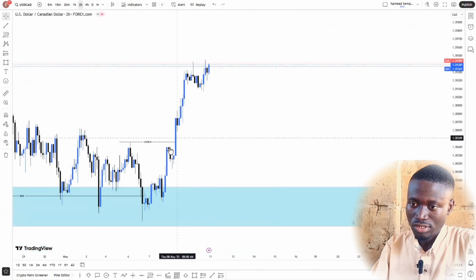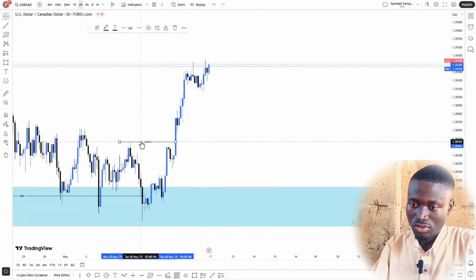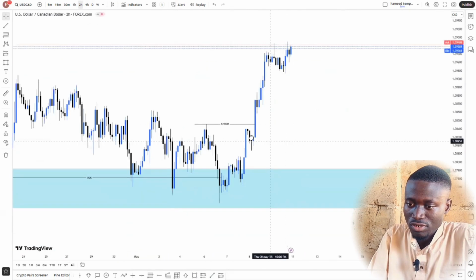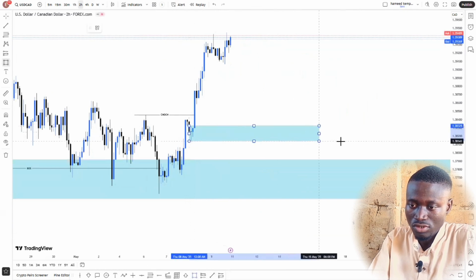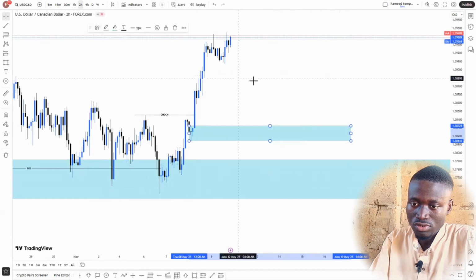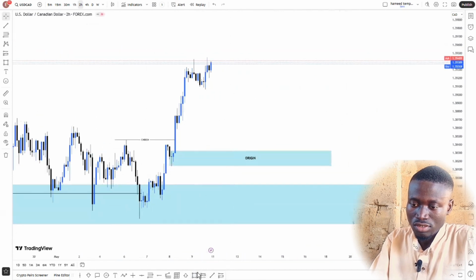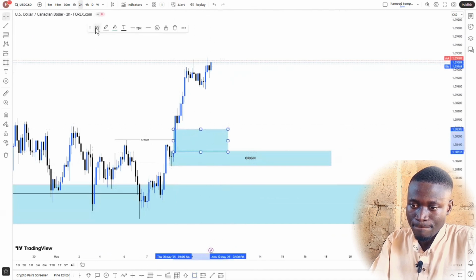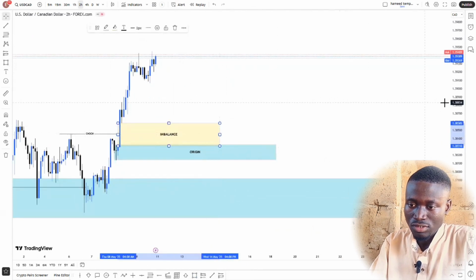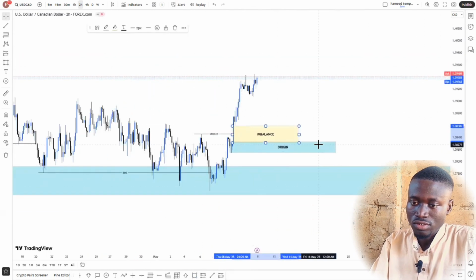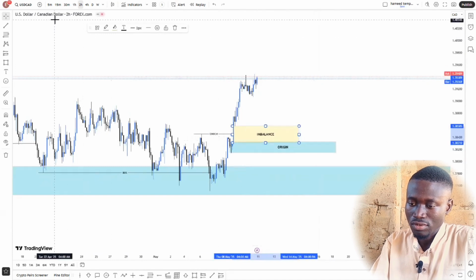Now where can I join this trade? After this break of structure, this change of character, where can I join the move? So this is the origin that caused this break of structure. This is the origin for this break of structure. And there is imbalance here, and this is imbalance here. So I would love this USD CAD to come into this level, then I will join.